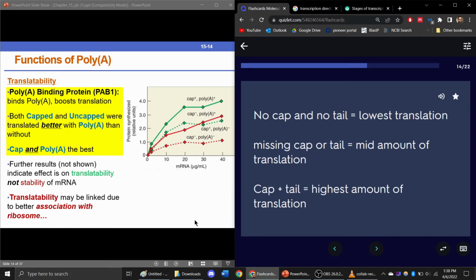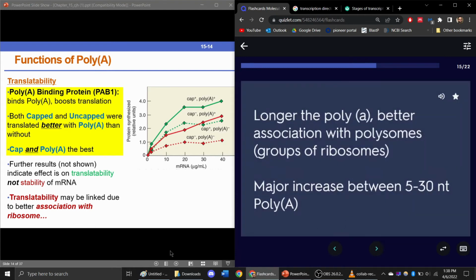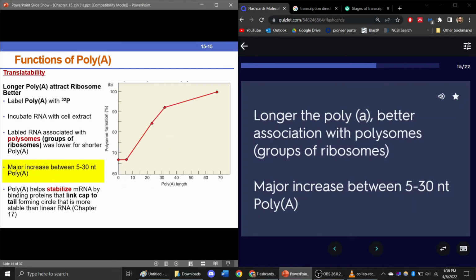Now let's talk about the effect of poly A length on translatability. So this is slide 15. The longer the poly A tail, the better association with polysomes, which is just a cluster of ribosomes. I think if on your essay you didn't want to bother to memorize that little detail, you could just say poly A length increases association with ribosomes. That's not an incorrect thing to say.